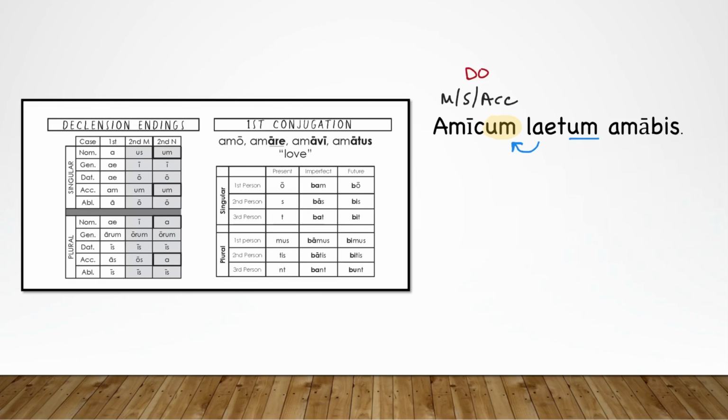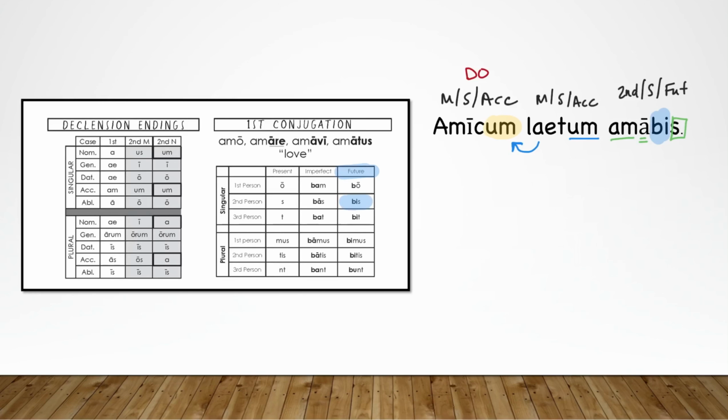The stem is laet, and then um is the ending. So yes, looking at our cipher, we see that this is a masculine singular ending as well. Masculine singular accusative. Alright, now let's identify everything we can about our verb. The stem is am, we have the a conjugation identifier, just like we always identify, and then this time we have a bi. Remember what the bi stands for? The bi changes this verb to future tense. And then we have the letter s. So this is a second person singular future tense verb.